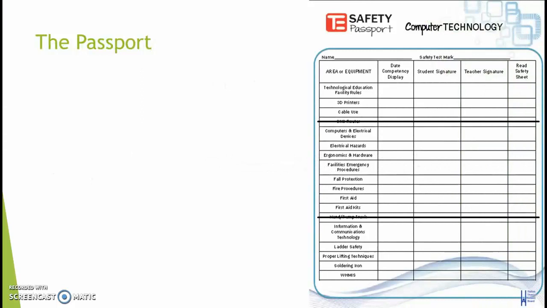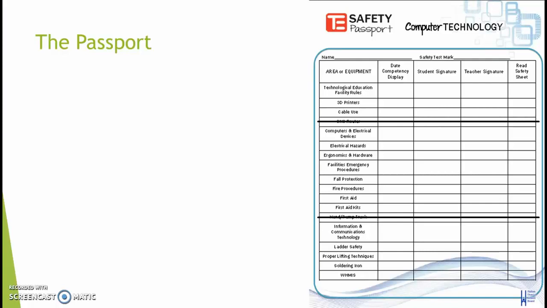Okay, so this is your safety passport for the computer engineering lab. You can see that you will be expected to sign off on the date that you've learned the materials inside the booklet. You'll sign, I will sign, and you'll also need to initial that you've read the safety sheet for that given topic. And you'll be submitting this as part of your documentation to be allowed to work inside the classroom.